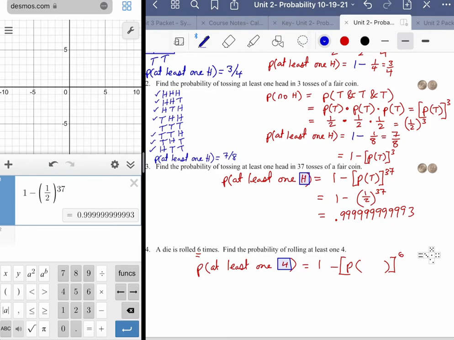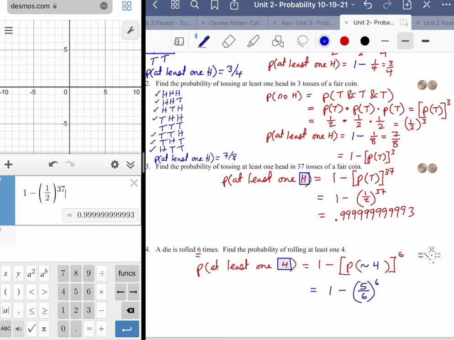So instead of writing 1 or 2 or 3 or 5 or 6, I'll just use a not symbol and put a 4. So not 4, a little tilde. So the probability of not getting a 4 when you roll a die is 5 out of 6, because there's a 1 in 6 probability of getting a 4 when you roll a die. All right, so 5 out of 6 raised to the 6th power, subtracted from 1.